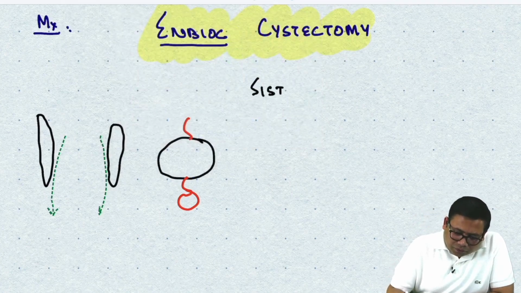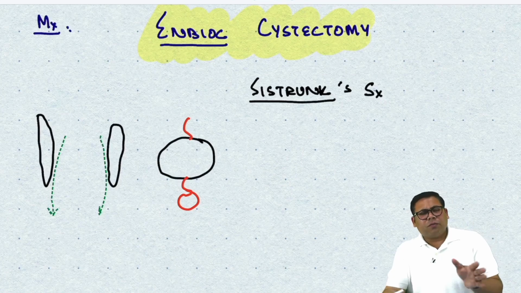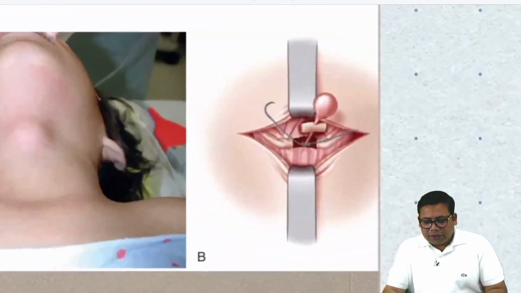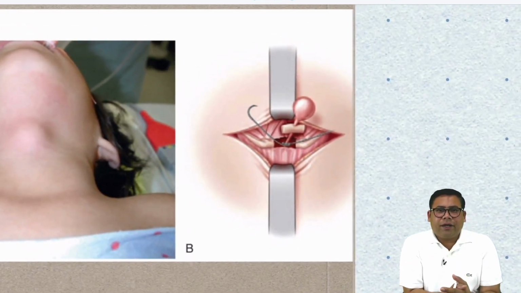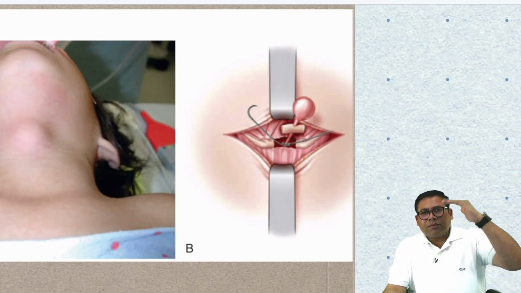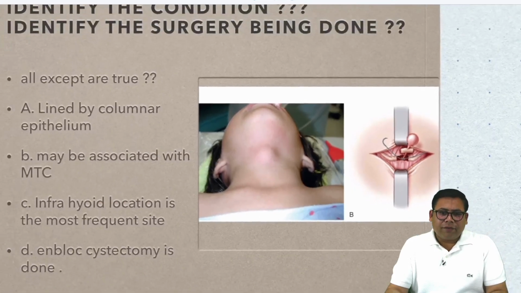This was for the first time done by Sistrunk, and that is why this is known as Sistrunk's surgery. So this was a small crisp video discussion for today, and you can see what is en bloc cystectomy. This is what, students, is known as en bloc cystectomy, where you divide the central part of the hyoid, and we go right up to the maximum proximal location. We can search for the thyroglossal duct and we can ligate it.